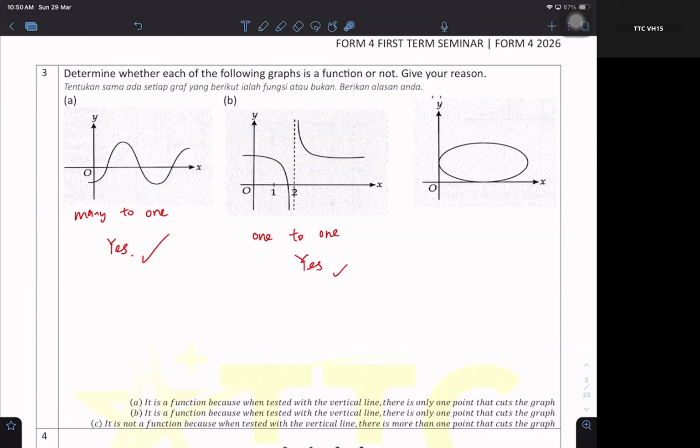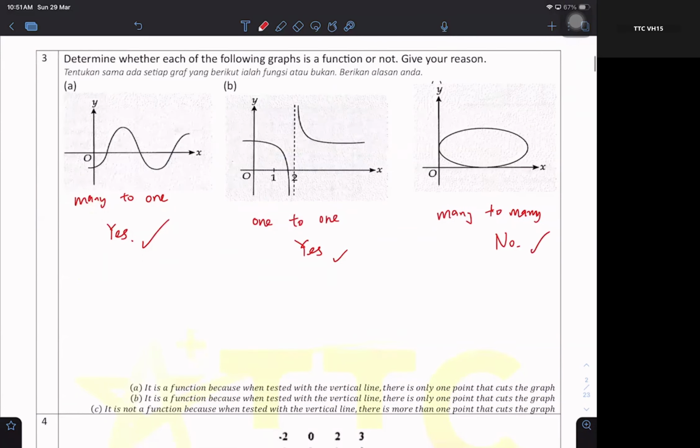This one, imagine a horizontal line. This horizontal line touches 2 points. Yeah, so many. Then you imagine a vertical line, also touches 2 points. Also many. So is this a function? No. Many to many is not a function. Okay, next.